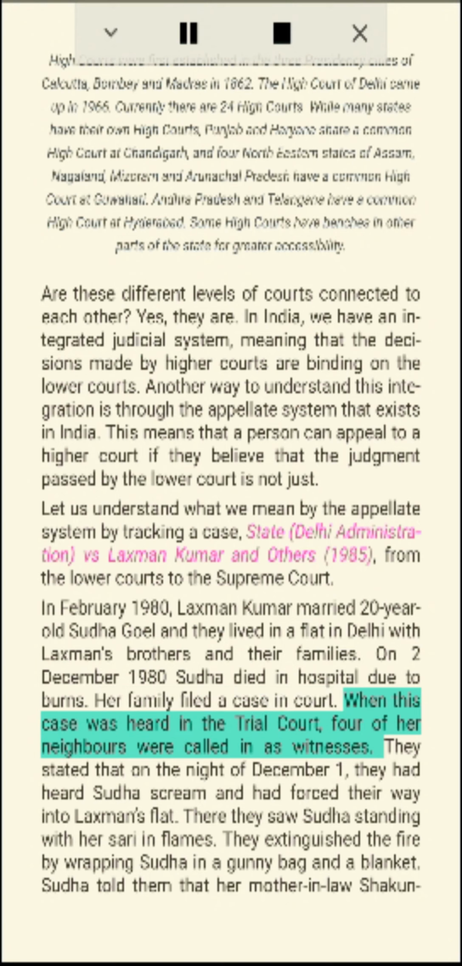When this case was heard in the trial court, 4 of her neighbors were called in as witnesses. They stated that on the night of December 1st, they had heard Sudha scream and had forced their way into Laxman's flat. There they saw Sudha standing with her sari in flames. They extinguished the fire by wrapping Sudha in a gunny bag and a blanket. Sudha told them that her mother-in-law Shakuntala had poured kerosene oil on her and that her husband Laxman had lit the fire.